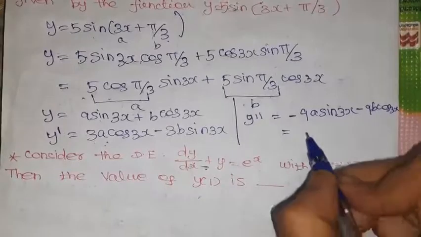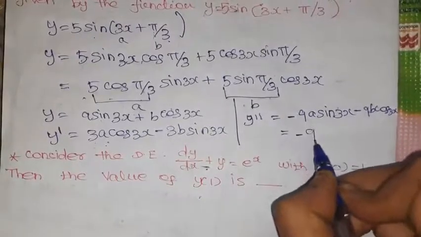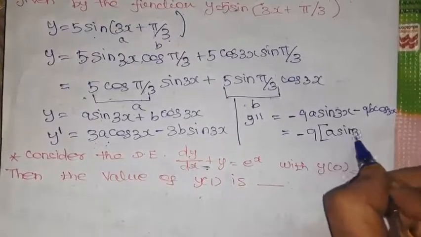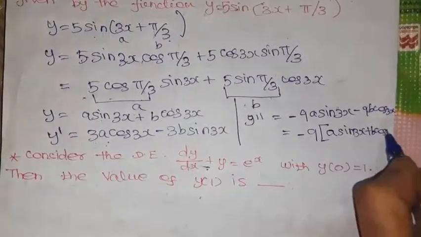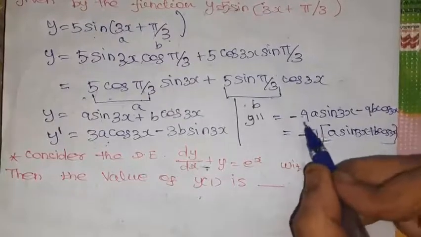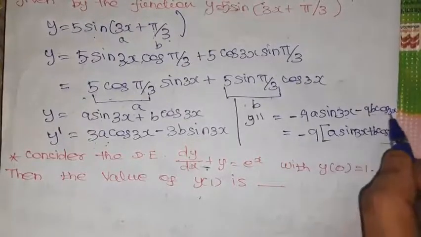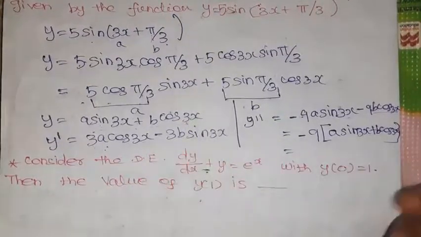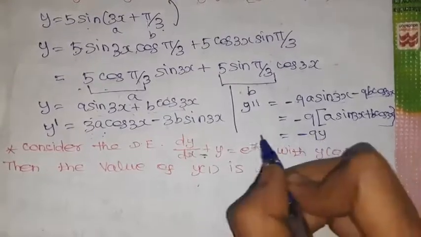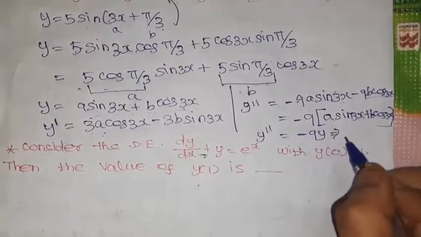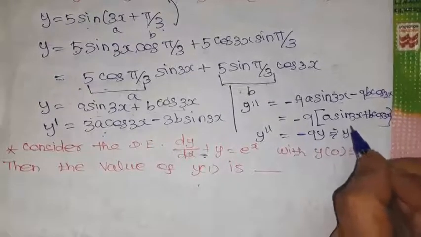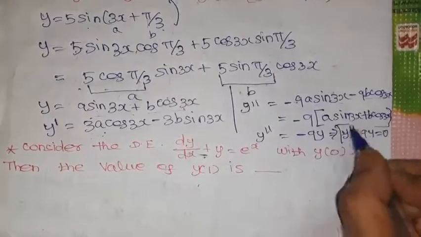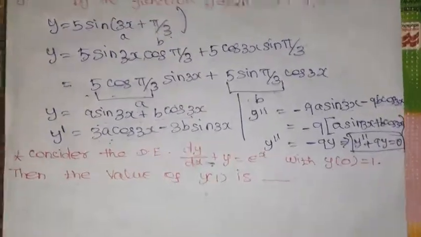So we'll see, taking minus 9 outside, what we will get? a sin 3x plus b cos 3x. See, a sin 3x plus b cos 3x is nothing but y. So minus 9y. y double dash equal to minus 9y, equal to d squared y by dx squared. Nothing but y double dash plus 9y equal to 0. This is the differential equation for the given solution.